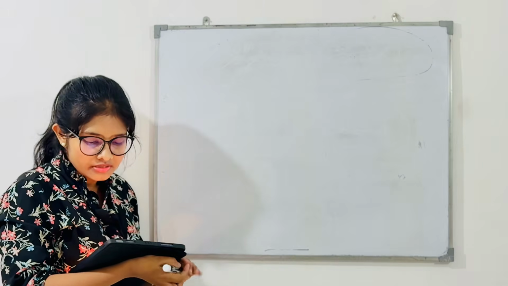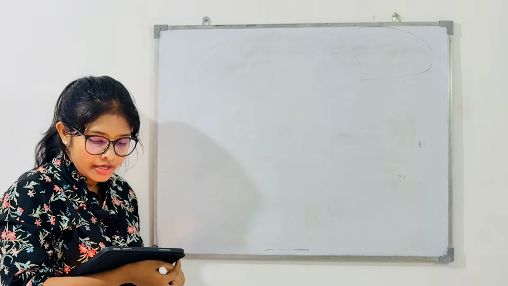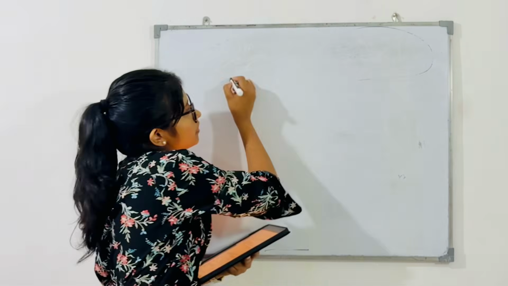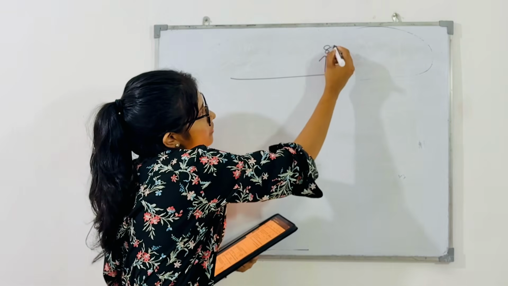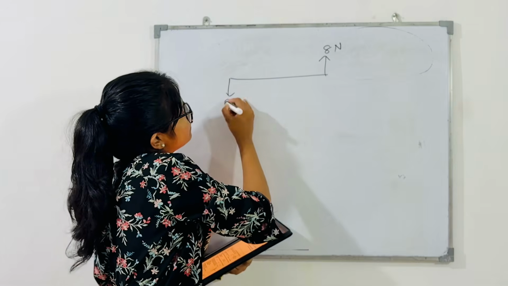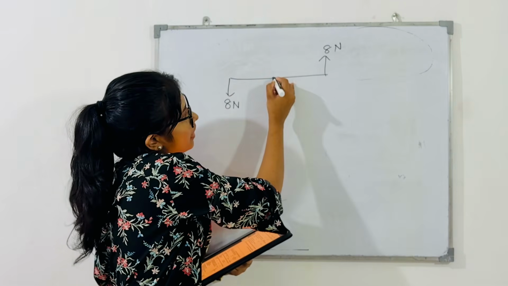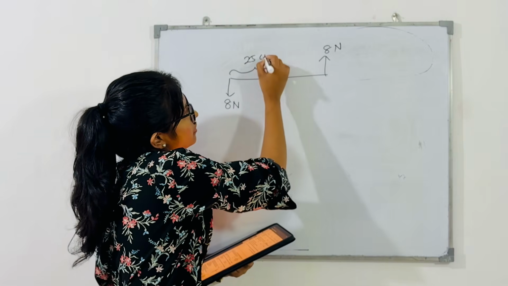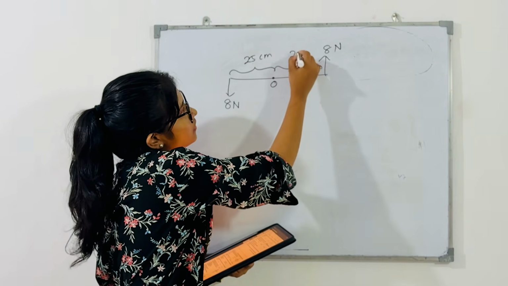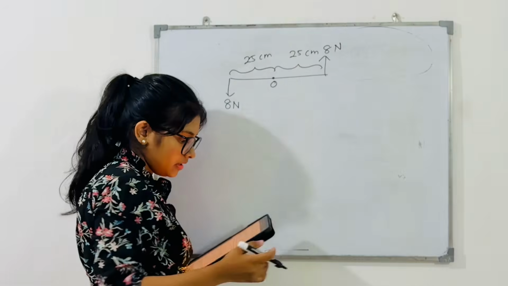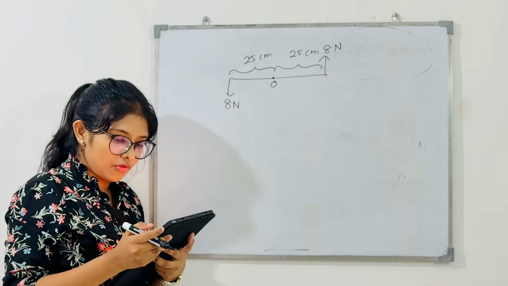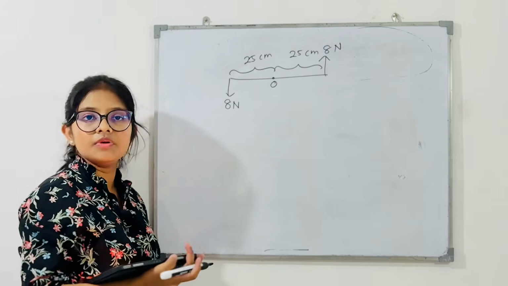So two forces of 8 Newton are applied at two ends of a 50 centimeter aluminium strip. I will draw this, right? There are two forces of 8 Newtons and they are pivoted at the point called O. It's 25 centimeters from here to here and from here to here it's also 25 centimeters. What is the moment of the couple of forces? Okay. So this is a couple of forces.